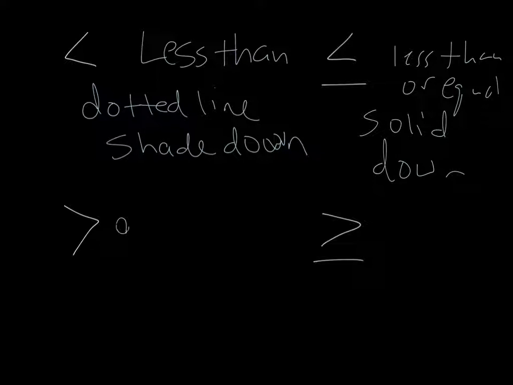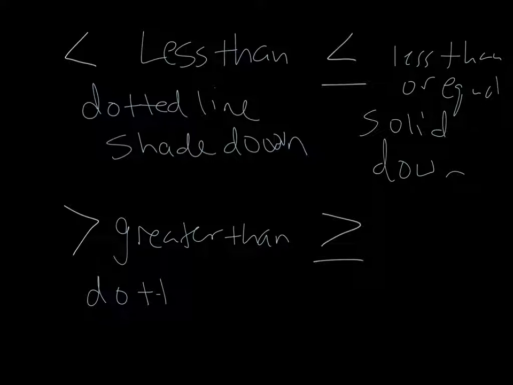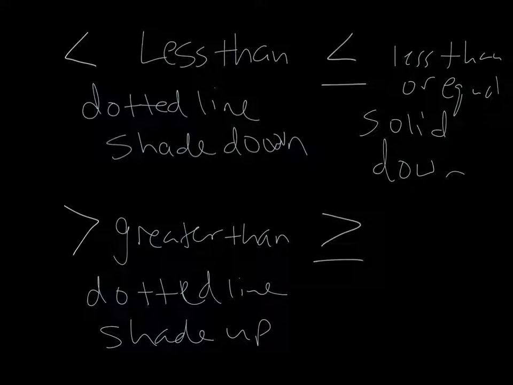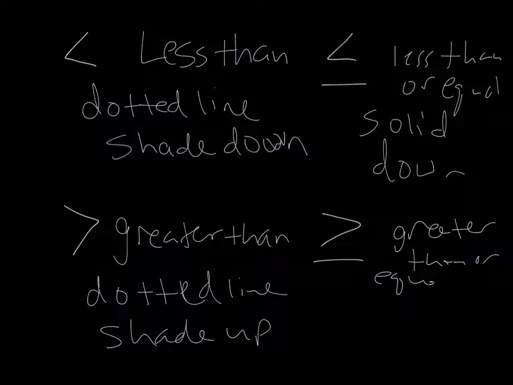This symbol down here is the greater than. Because it does not have a line underneath, it is going to be a dotted line. And because it's greater, we are now going to shade up. And then the other one is the greater than or equal to. That's going to be a solid line because it has the line underneath, because the values on that equal it, and we're going to shade up.